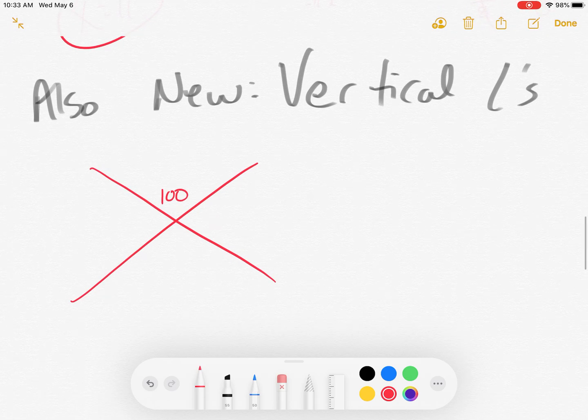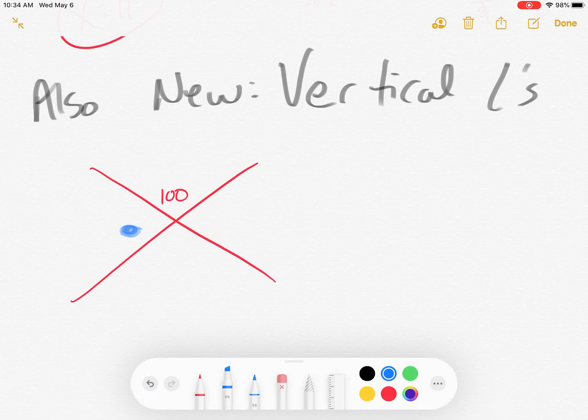Okay, so new today then is vertical angles. So when you think vertical, you think up and down. So my vertical angle with this angle is this one. And I just want to show you, I'm going to kind of prove something to you quick about vertical angles, and then we'll go from there.